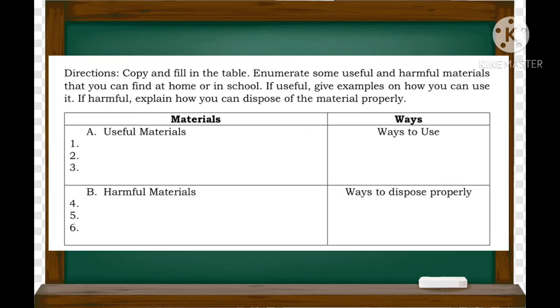Sa unang column, under materials, are useful materials at harmful materials. Maglalagay ka ng 3 useful materials na makikita sa bahay at eskwelahan at 3 harmful materials na makikita naman sa bahay at eskwelahan din. Under column 2, ways. Ways to use at ways to dispose. Paano ito ginagamit para sa useful at kung paano naman ito dapat itapon para naman sa harmful.